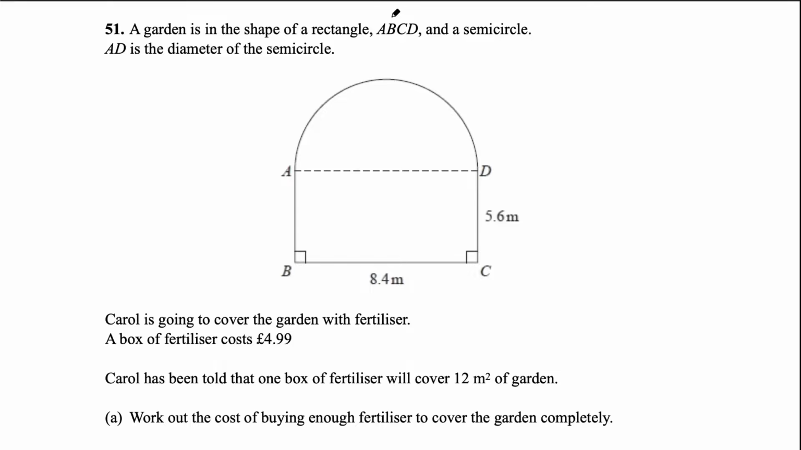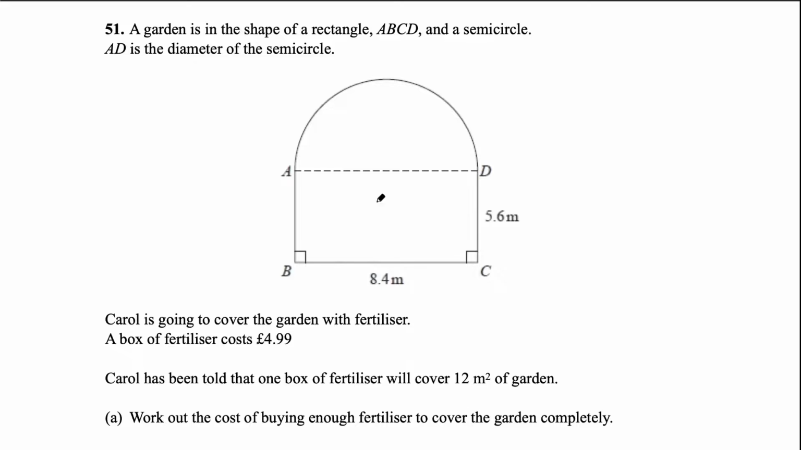It says, a garden is in the shape of a rectangle, ABCD, and a semicircle. AD is the diameter of the semicircle. Carol is going to cover the garden with fertilizer. A box of fertilizer costs £4.99. Carol has been told that one box of fertilizer will cover 12 meters squared of garden. Work out the cost of buying enough fertilizer to cover the garden completely.